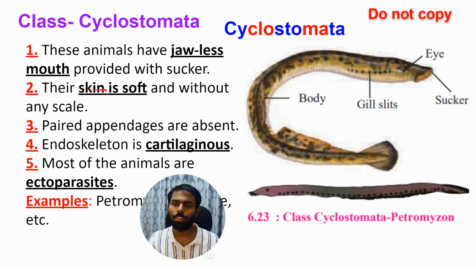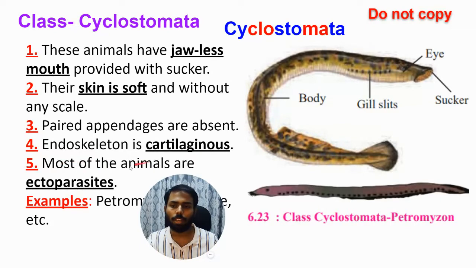The skin is soft and without any scales. Skin will be quite soft. Paired appendages are absent. What are appendages? We had seen in the last learning session, right? Appendages are small body parts which are attached to a larger body. We had seen that in the case of cockroach, for example. Small legs are attached to the larger body, so those are called appendages. So you don't see appendages here. Endoskeleton is cartilaginous. You know what the meaning of cartilaginous is. It is made up of cartilage.